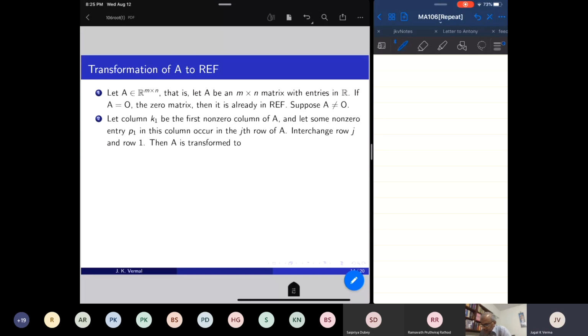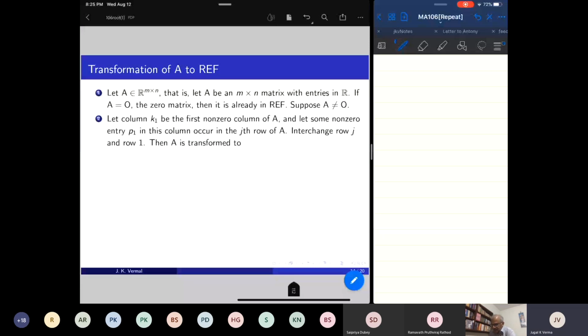If it is a non-zero matrix, then we start scanning the column vectors. The fact that it's a non-zero matrix means that there is a non-zero column and a non-zero row. Start scanning the first column, second column, third column, etc., until you hit the first non-zero column. Suppose that is column K1. So let column K1 be the first non-zero column of A.